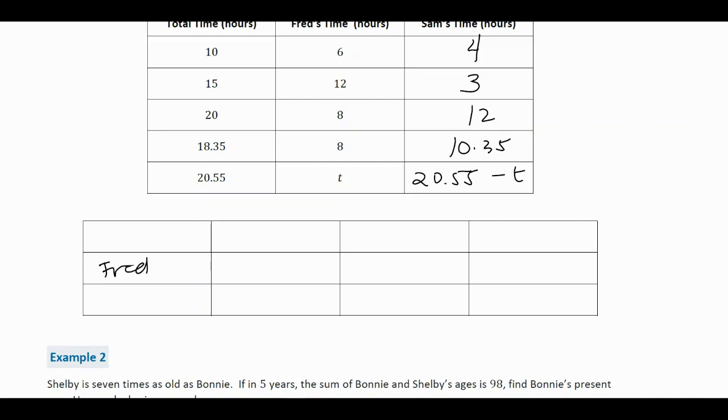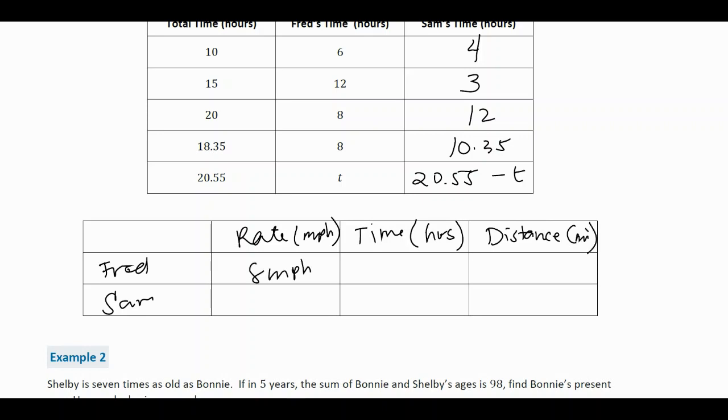So Fred, let us summarize. Fred and Sam, we got the rate in miles per hour, we got the time in hours, and of course we got the distance in miles. So Fred's rate is 8 miles per hour, while Sam's rate was 4 miles per hour. Fred's total time was 14, while Sam was 6.55 hours. And of course the distance for Fred is 112 miles, and for Sam it is 26.20 miles.